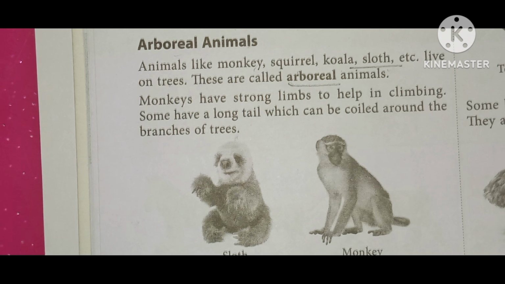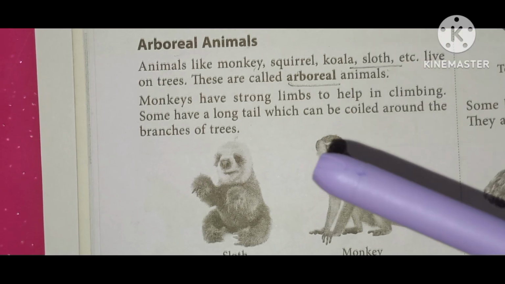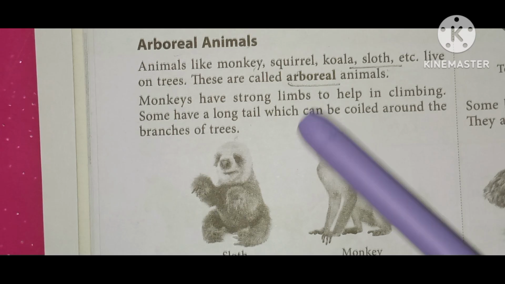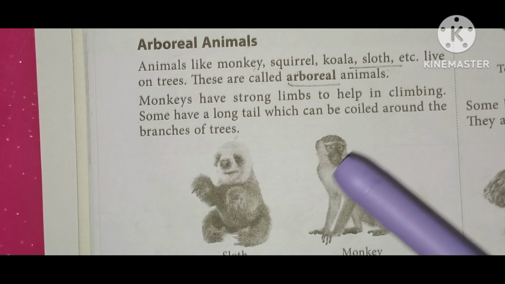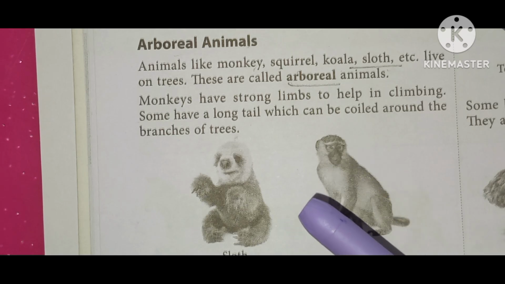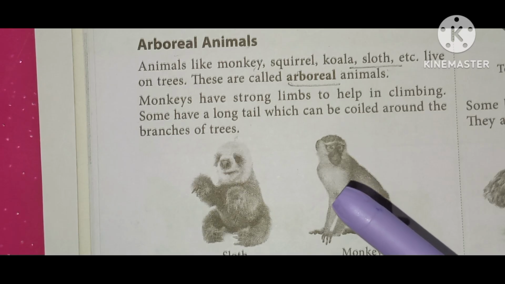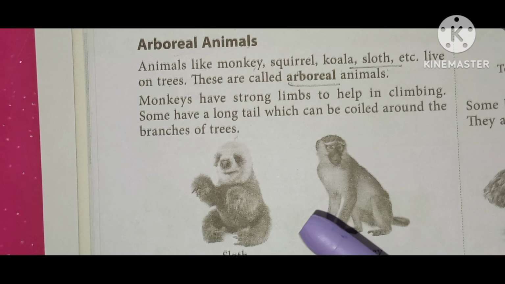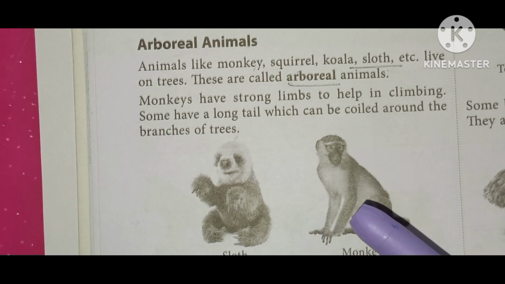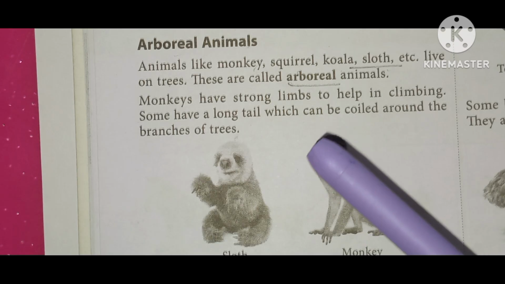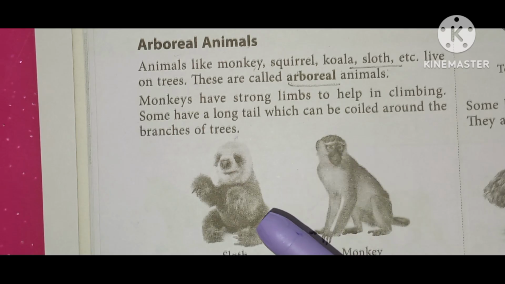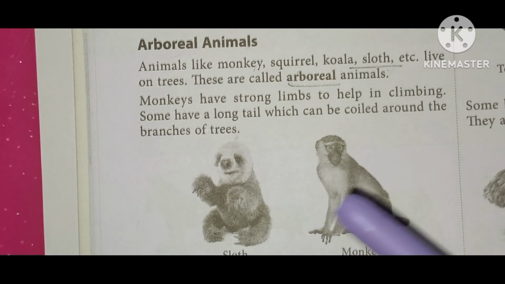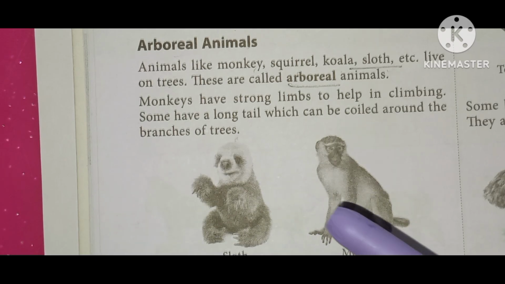Examples for arboreal animals are monkeys and sloths. These have a long tail that helps them to balance on trees. So the tail is very important to them. They have strong limbs, so these are called arboreal animals. Arboreal animals are the animals that live on trees. Sloths and monkeys are examples for arboreal animals.